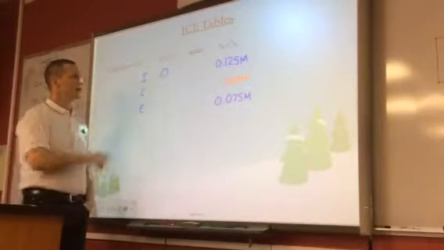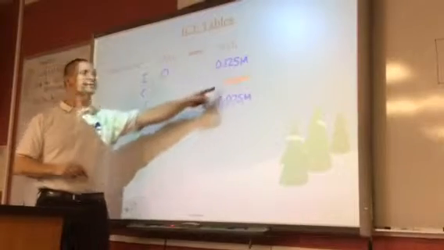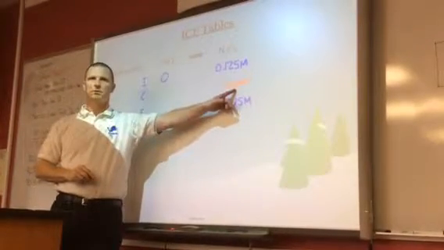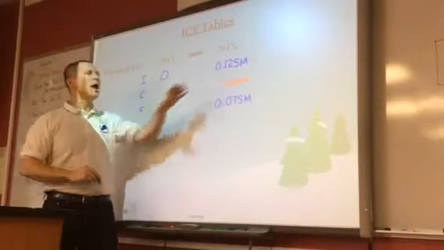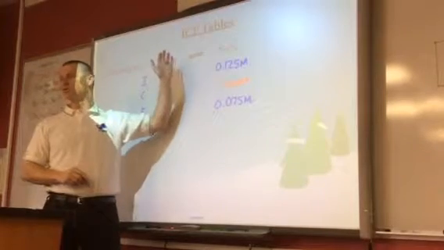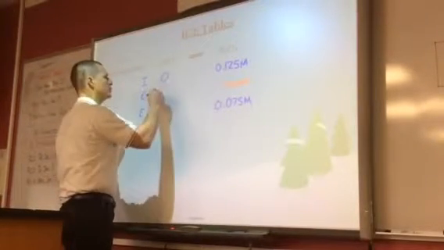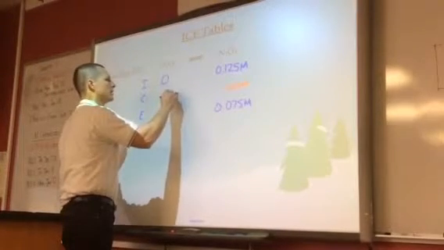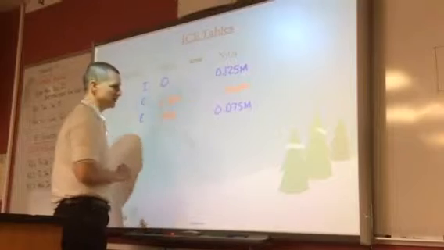So what happened to the concentration of NO2? It went up by 2 times that much. Well, that's a 2-to-1 ratio. However much the N2O4 goes down, that much times two is how much the NO2 goes up. So plus 2 times that much, which is 0.1. And so therefore this measurement is 0.10 molar at equilibrium.